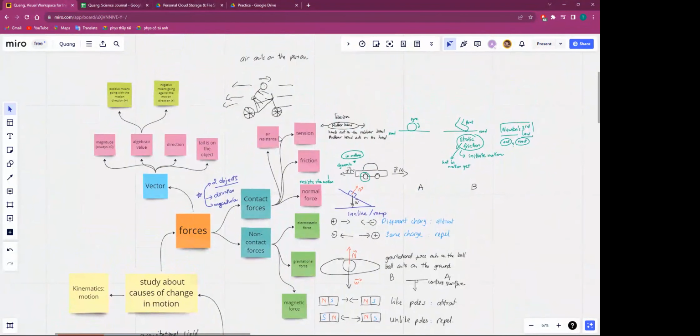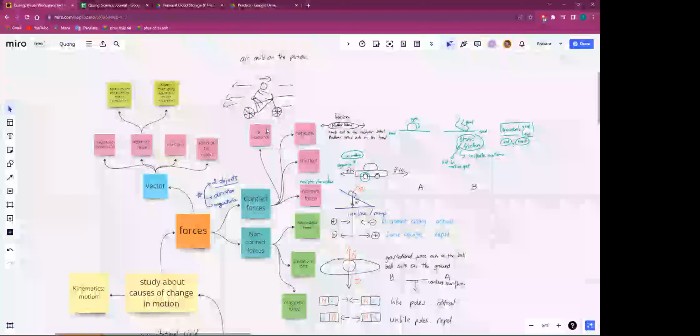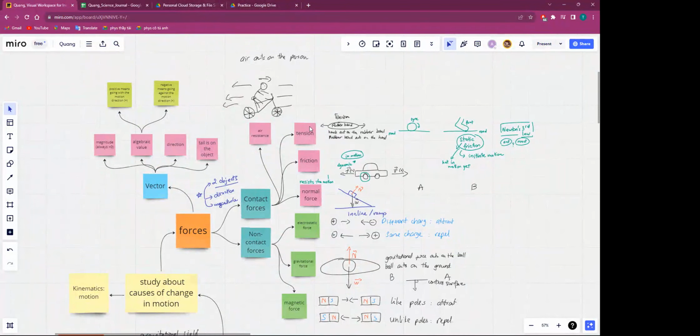Air resistance is just shown in the image right here. It's like when you ride a bike and you can feel the wind going against you. That is resistance. Normally when we walk around, we also have resistance, but it is too small to notice. The second one is tension. It's like a rubber band: when we stretch it out, the force that we can feel is the tension.